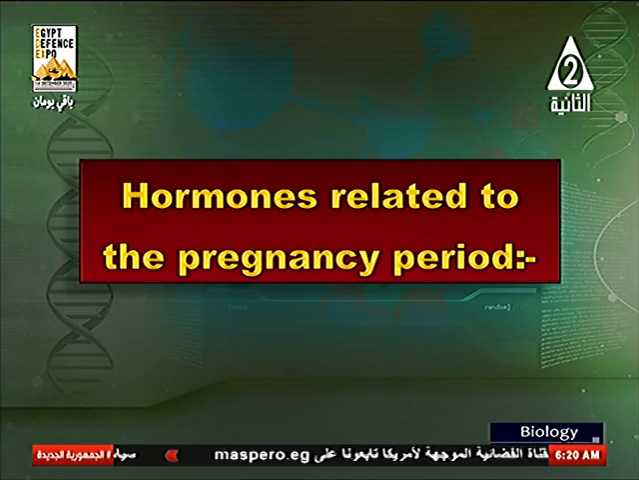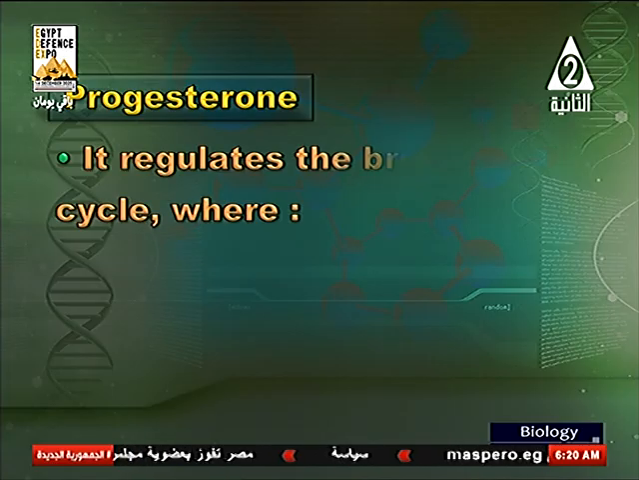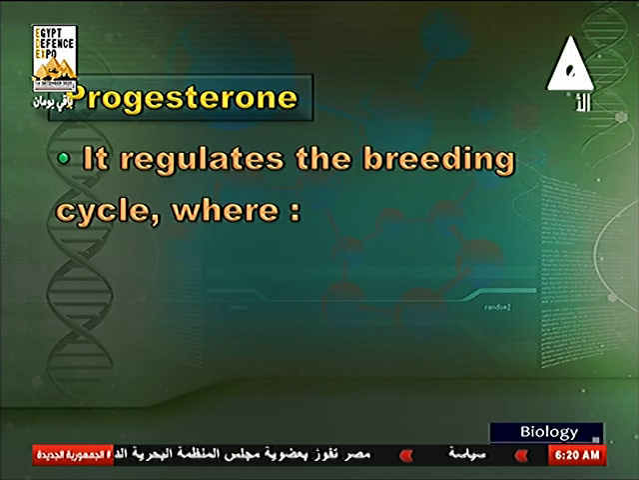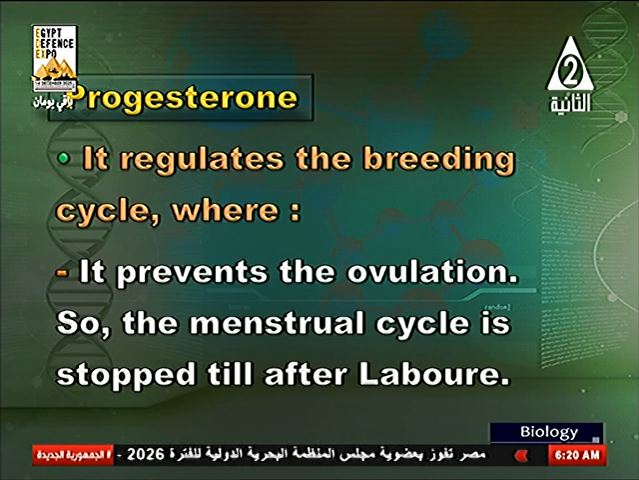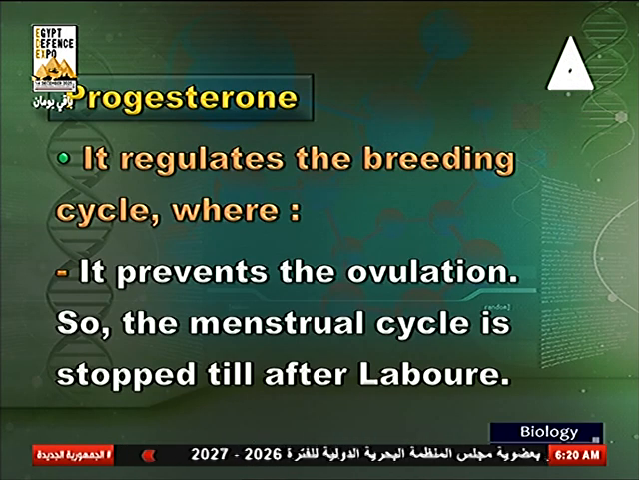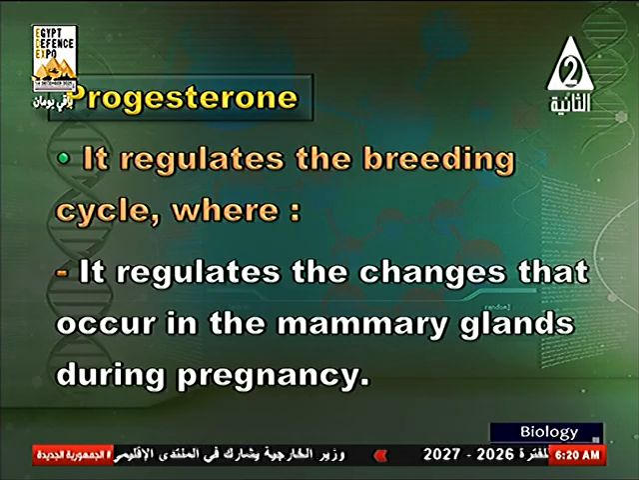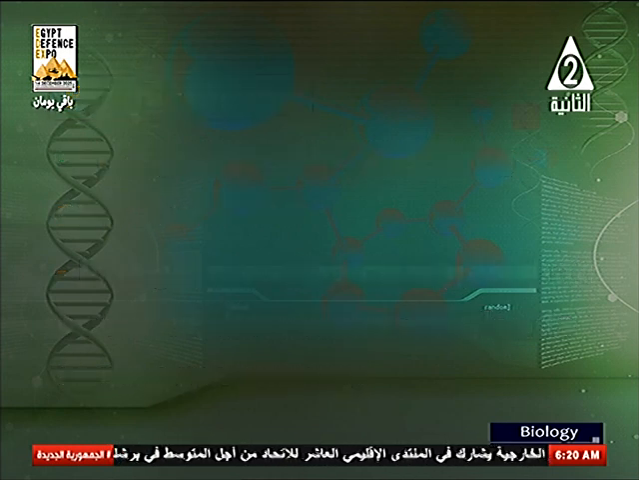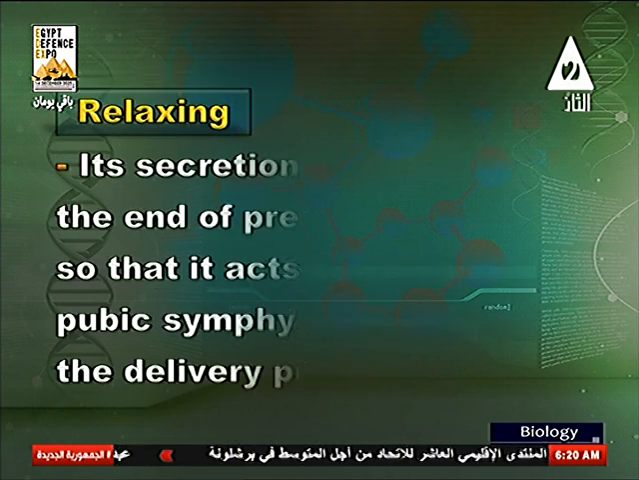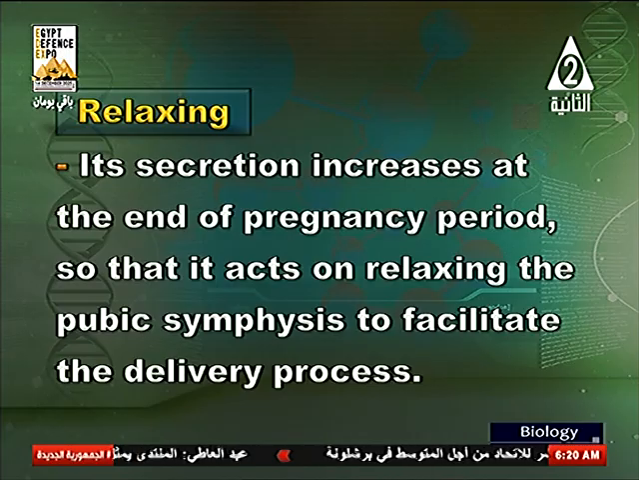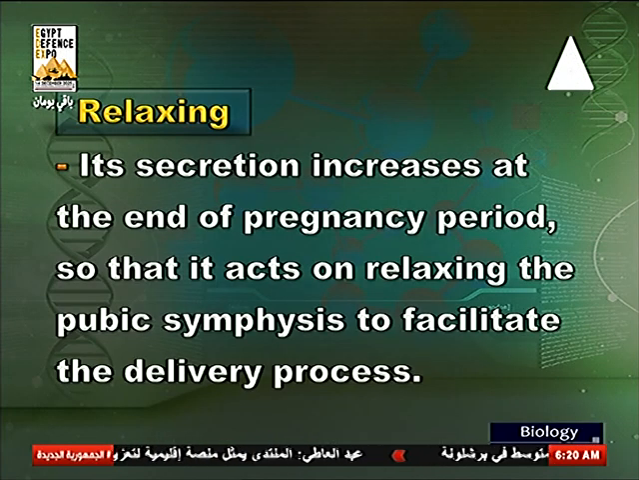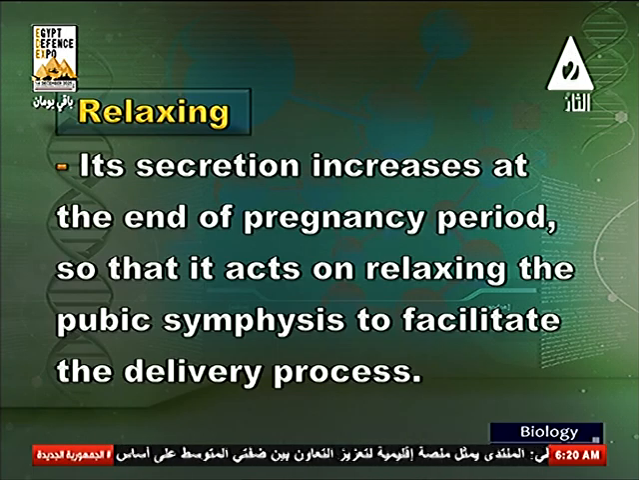Okay. What are the hormones related to the pregnancy period? Progesterone hormone regulates the breeding cycle, where it prevents ovulation, so the menstrual cycle is stopped until after labor or delivery. Also, it regulates the changes that occur in the mammary glands during pregnancy. Relaxin hormone secretion increases at the end of the pregnancy period, so it acts on relaxing the pubic symphysis to facilitate the delivery process.